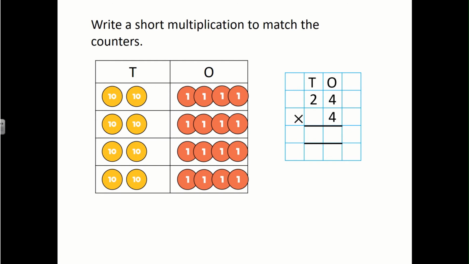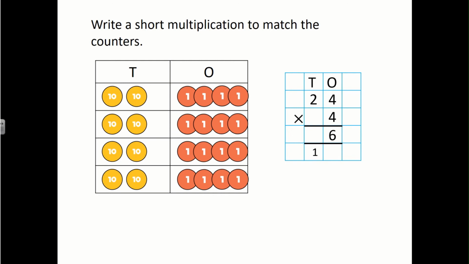Now this time when I multiply my ones, 4 times 4, or 4 plus 4 plus 4 plus 4, I will have 16 ones in my ones column. I can't have all 16 ones in my ones column, so I'll need to exchange 10 of them for a 10. And I'm going to represent that in my short multiplication by writing that 1 ten underneath the tens column, and the 6 ones that are left into the ones column.